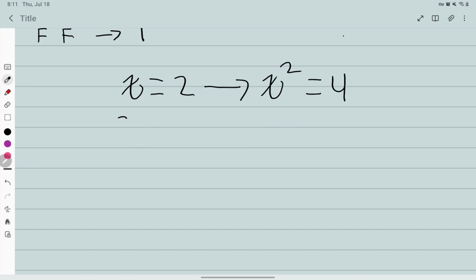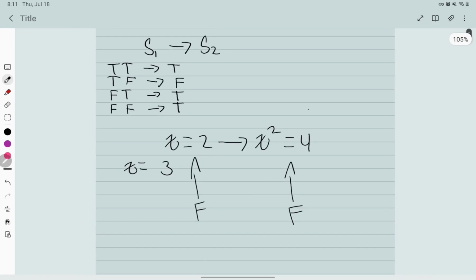If we were to say X is equal to 3, then this is false. Our hypothesis is false. Our first statement is false. And this would be false. But if we look at our table, false, false is true. So the implication holds, despite the fact that in some particular case, the hypothesis is false. As long as when the hypothesis is true, the conclusion is true, the implication is valid.